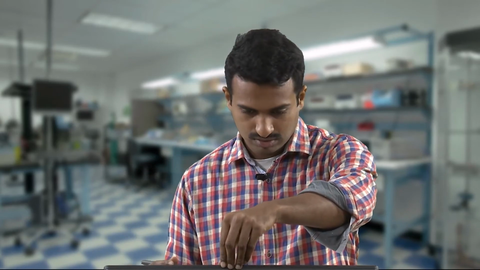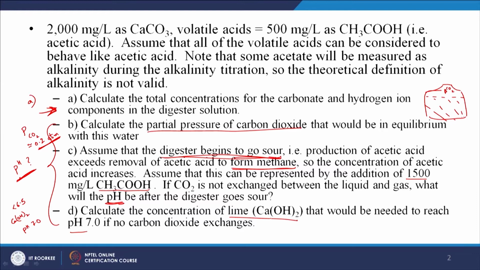So, obviously, you need to maintain the pH. Thus part D asks us what would be the amount of lime required to bring the pH back to your particular value of pH 7. That is what we are going to calculate, right. Let us look at the question one last time. Calculate the concentration of lime that would be needed to reach pH 7 if no carbon dioxide exchanges, I mean considering that it is a closed system more or less, right. So, we need to go back to pH 7 from what is now pH 5.9, right.